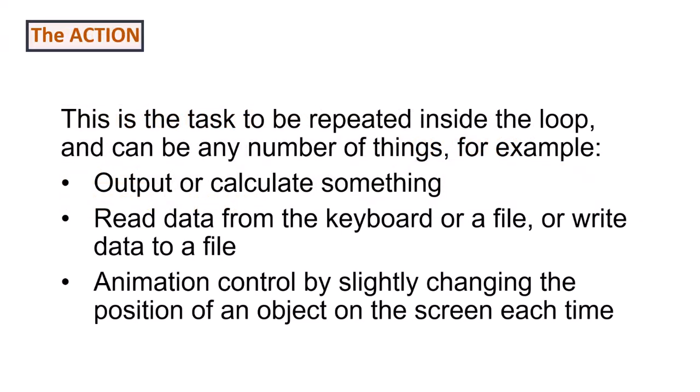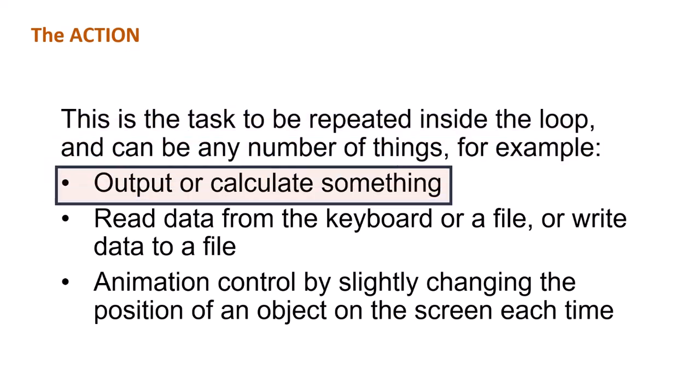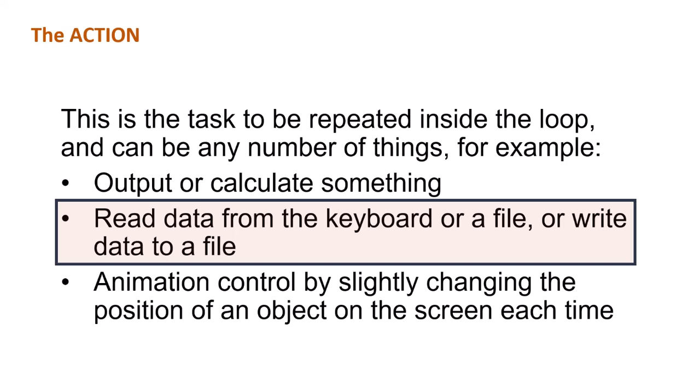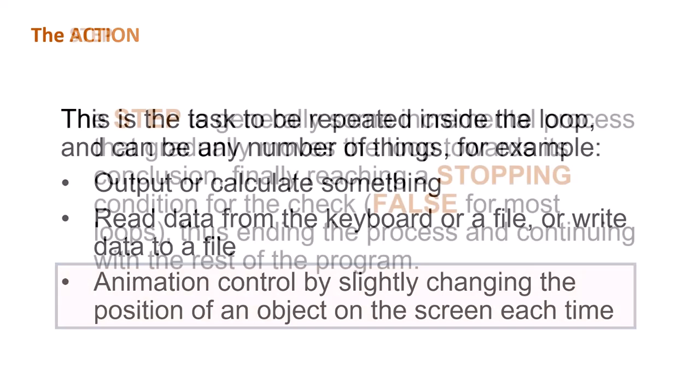The action. This is the task to be repeated inside the loop and can be any number of things. For example, output, or calculate something, read data from the keyboard or a file, or write data to a file. Animation control, by slightly changing the position of an object on the screen each time.